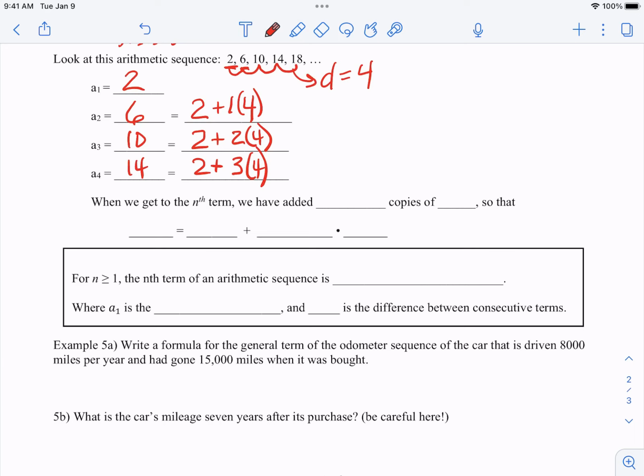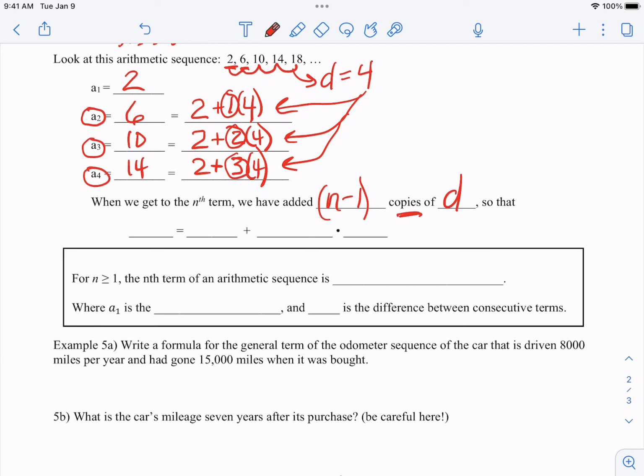So if the common difference is 4, we see that we can make a formula out of this. There's a definite pattern algebraically. So if we write it algebraically, you'll notice that we have added some copies of 4, which is our common difference. So how many 4s have we added? Well, to get the second term, we added 1 4. To get the third term, we added 2 4s. To get the fourth term, we added 3 4s. So you'll notice we always added n-1 copies of D.